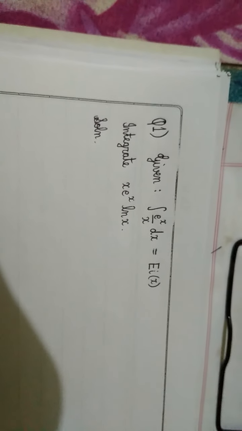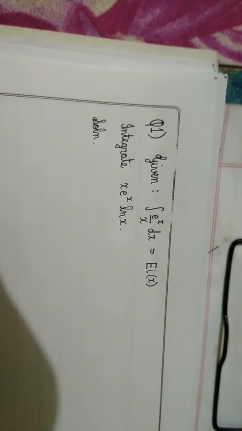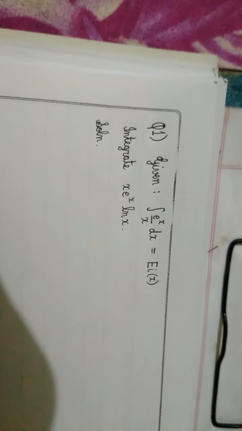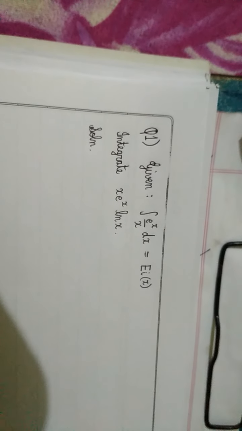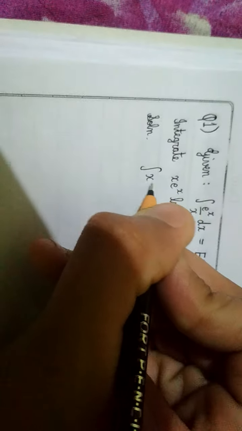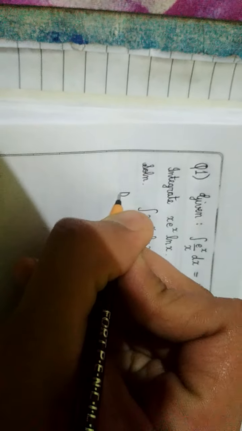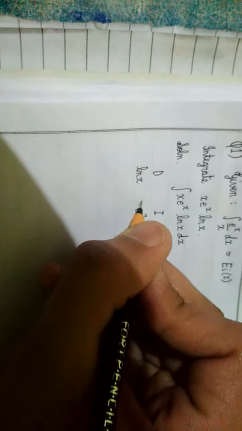It's just a special notation because the function e to the x over x is not elementary, that is, it cannot be integrated. So if that thing is given, we have to integrate x times e to the x times ln x. Okay, so let's begin. We are told to find the integration of this function as a whole. So here you can see the multiplication of functions, so we can use integration by parts. So let's differentiate the natural log of x and integrate x times e to the x.